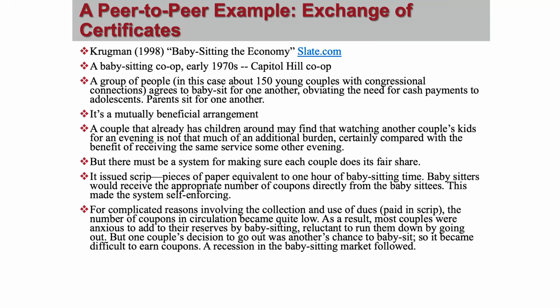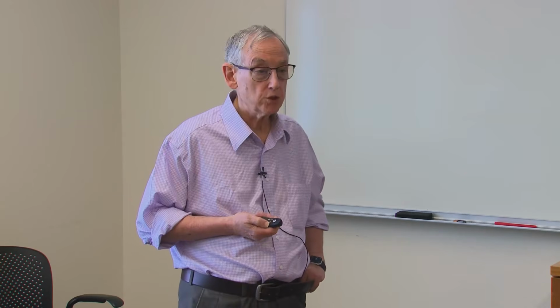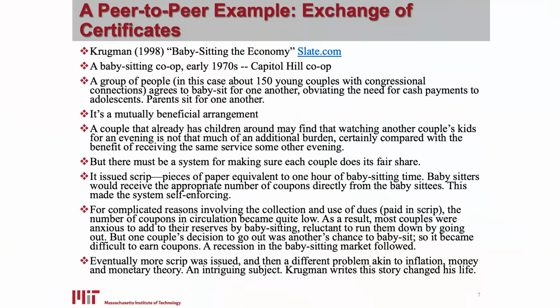But one couple's decision to go out was another chance to babysit, so not going out means others aren't babysitting, so they're not earning coupons, and the whole babysitting market collapsed in a recession. Eventually, more scrip was issued to compensate for this, creating a different problem, inflation.